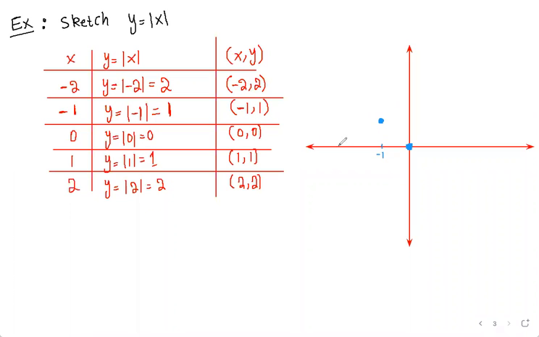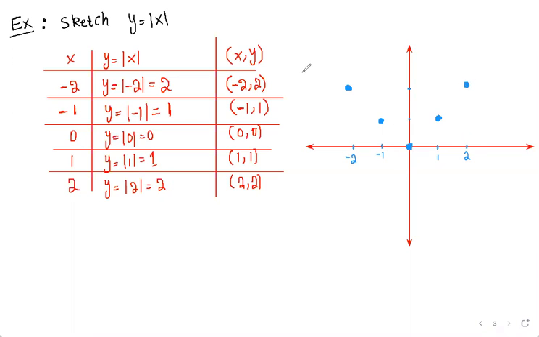Minus 2 and 2. So this is my minus 2 x coordinate, and the y coordinate is 2. So it will be like around here. The point here is 1 and 1. So this is the 1. See, the point will look like here. And the point here is 2 and 2. So the point is here too, around here.